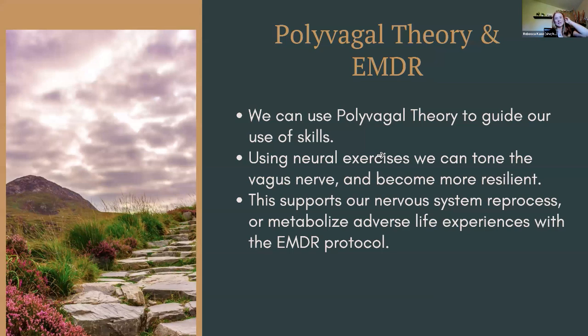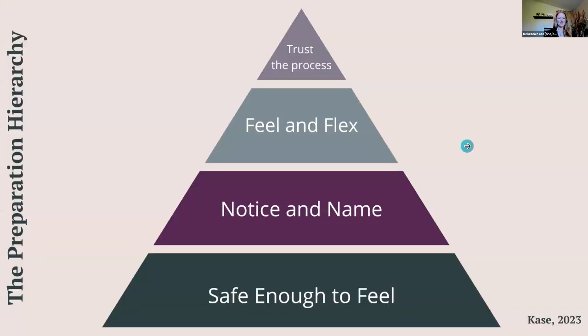So when we bring polyvagal theory into EMDR, we can use polyvagal to guide our use of skills, and we can use neural exercises that help to tone the vagus nerve, which helps us to become more resilient. So what does that mean?